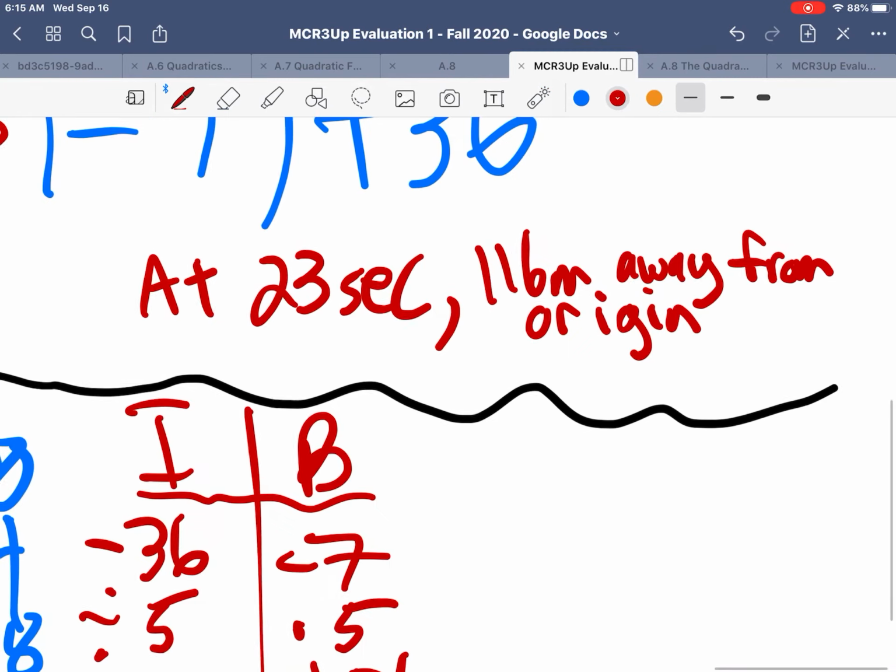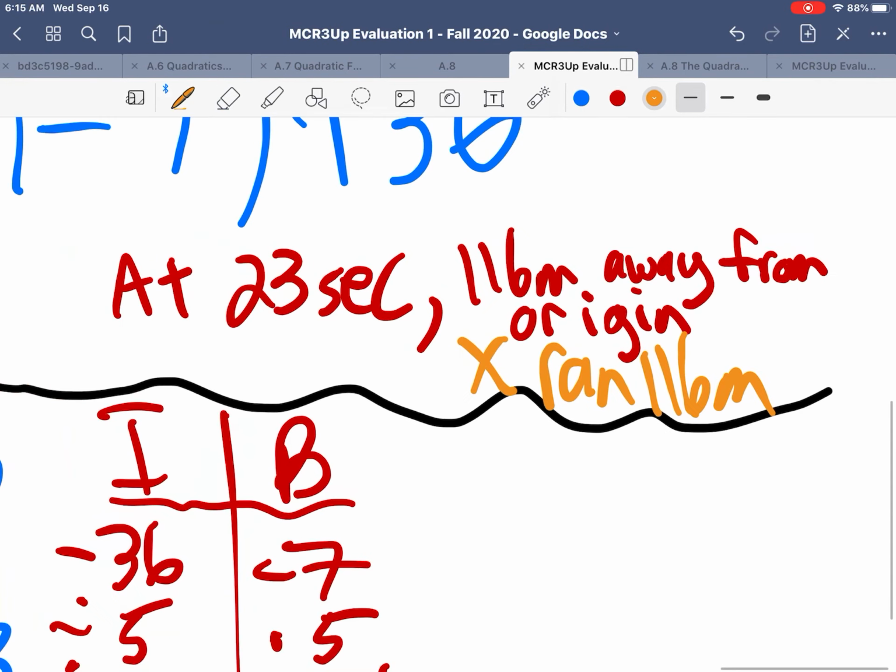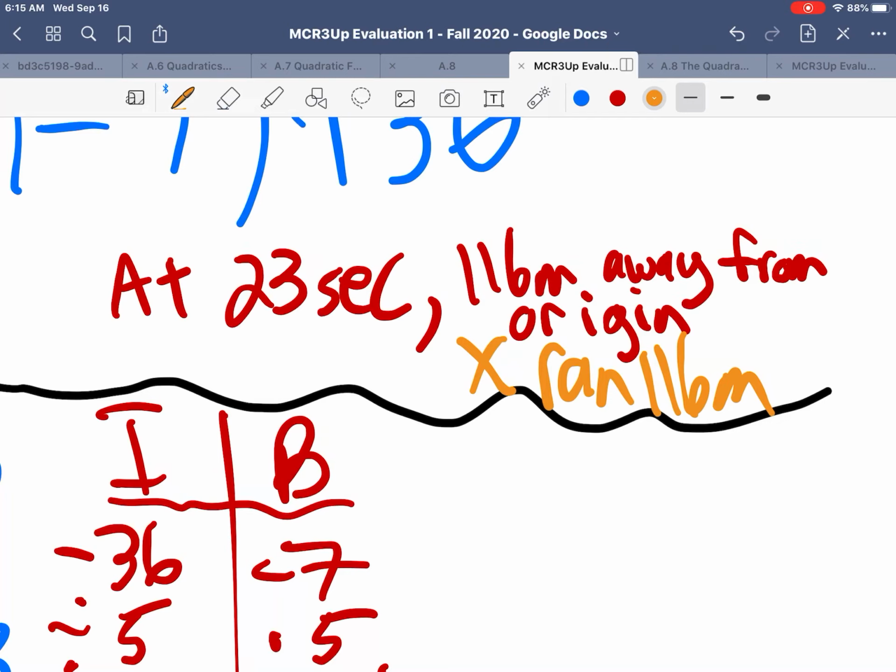It is not correct to say they ran 116 meters. That 116 meters away is a location. The y value, or f at x value, gives the distance from the origin. In fact, they've run 115 meters because they started at 1 meter. So that gives you a location, not how far they've run.